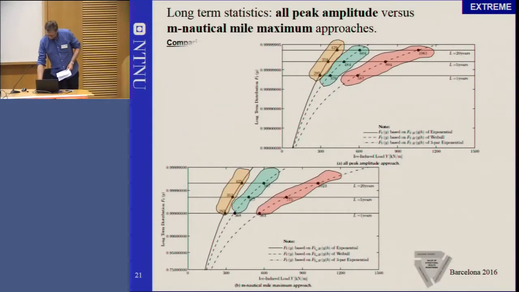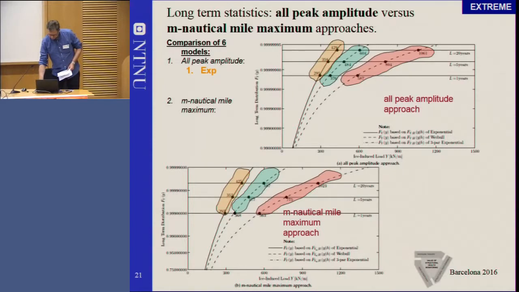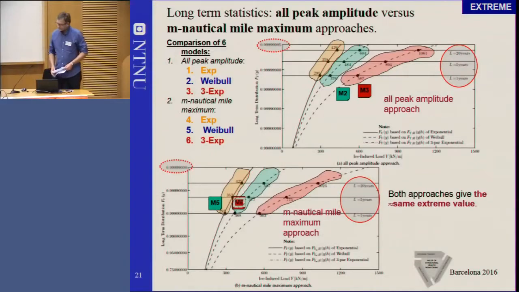Yeah, okay. So there are 6 models compared, and this is just to show the model uncertainty on the extreme value statistics. So we have Weibull, 3 parameter Weibull for 2 different approaches. So both approaches give roughly the same extreme value.